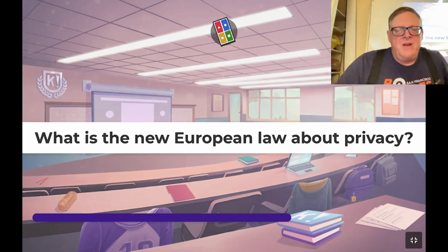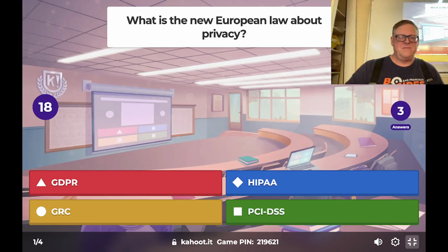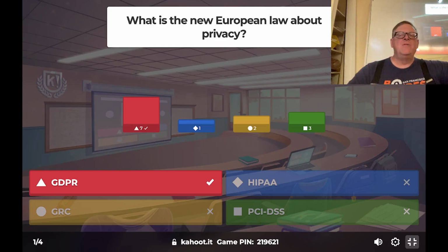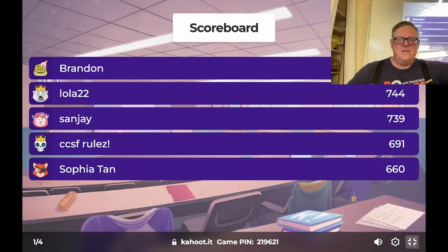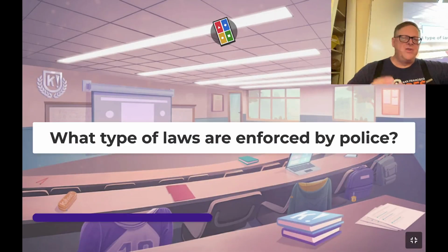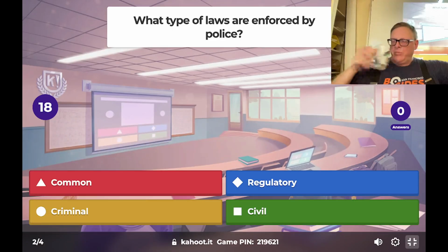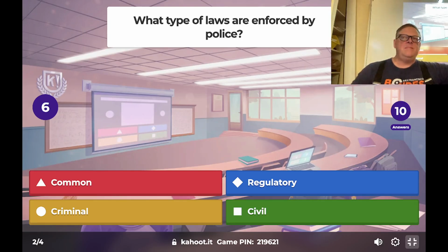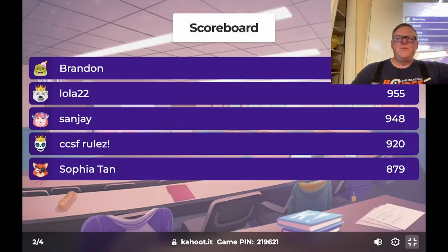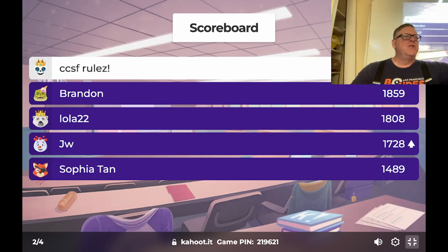All right, so what's the new European law? It's not all that new anymore. I guess it's getting to be about 5 years old. That's the GDPR, the General Data Protection Regulation. All right. And which laws are enforced by police? Those are the criminal laws, of course. We all know that from TV cop shows. All the rest of them are just matters of lawsuits, not cops.